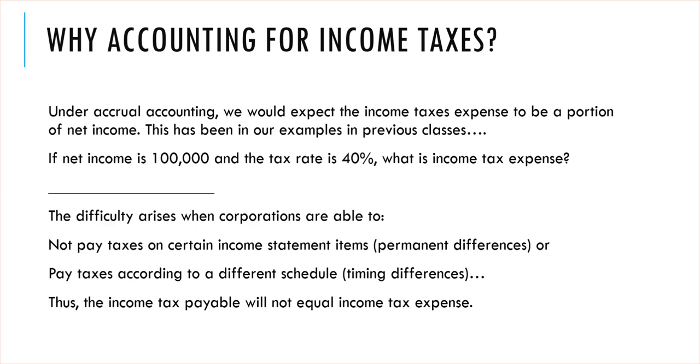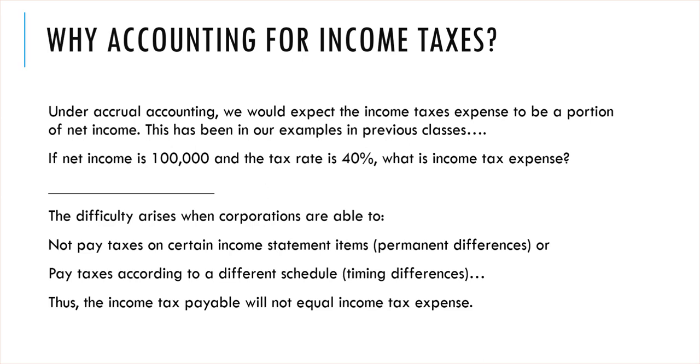So it might be that we have certain items that we never pay taxes on. We will call those permanent differences. Or maybe certain items that we pay taxes on that don't show up in the income statement. Harder to come up with those examples, but they are out there.